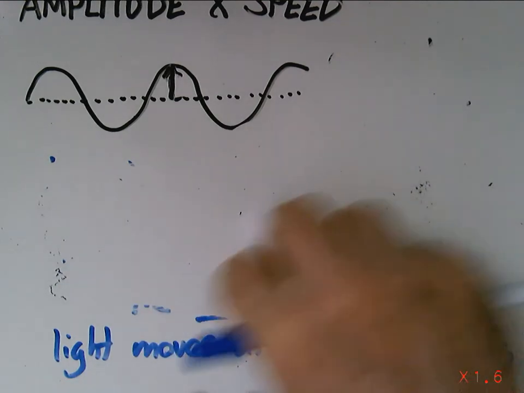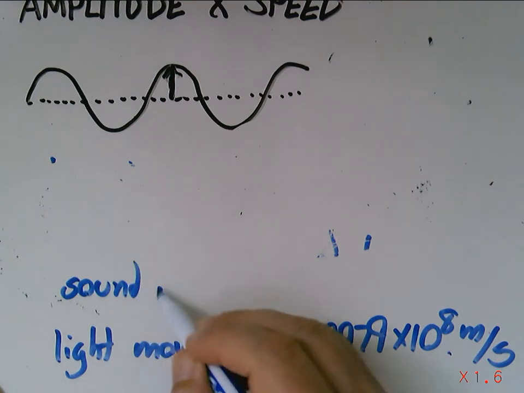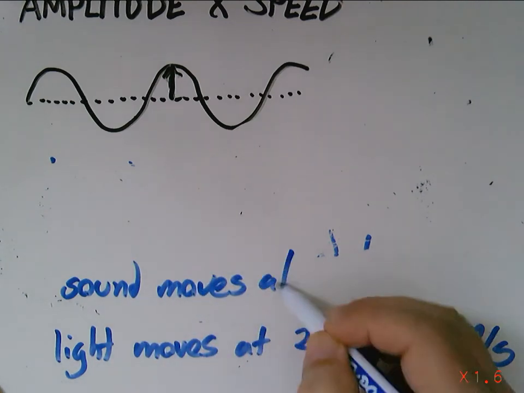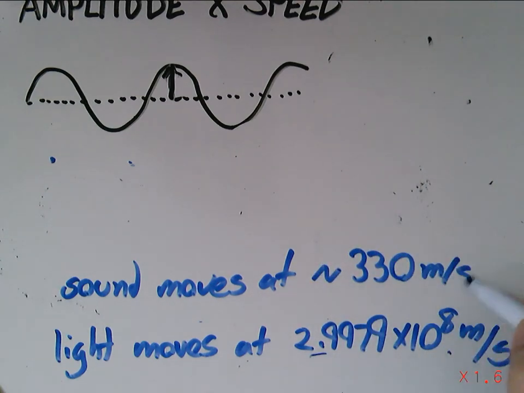If you have a sound wave moving through air, it moves around 330 meters per second, roughly. It depends on the temperature and the air pressure and some other stuff, exactly what that number is, but it's right around there. So you can see sound moves a lot more slowly than light does. And the speed of sound in different gases will be different. Speed of sound in air is one thing. Speed of sound in water is another. Speed of sound in helium would be another thing.